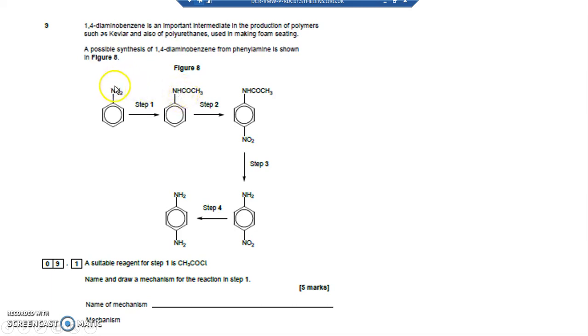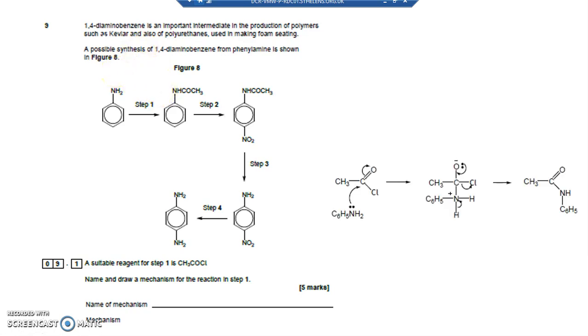So the NH2 with the lone pair has attacked a COCH3. And the COCH3 on the C, there's been a Cl. It's been CH3COCl. It's been an acyl chloride. Let's have a look at the mechanism then.